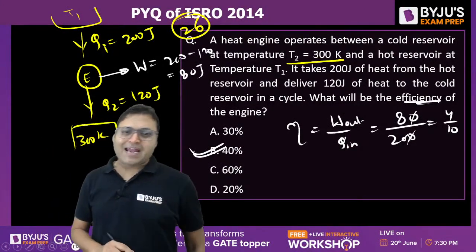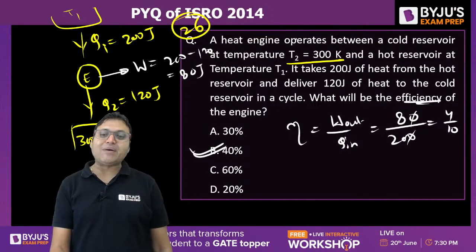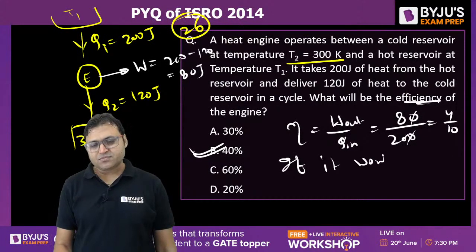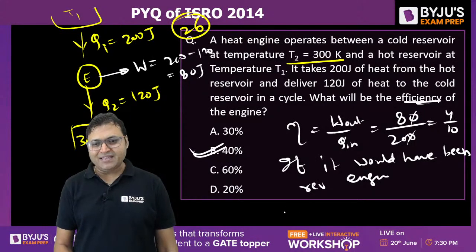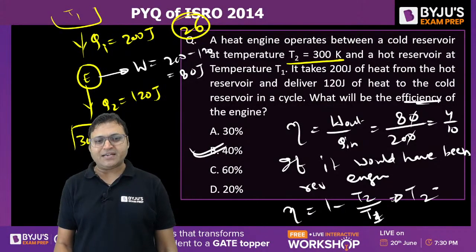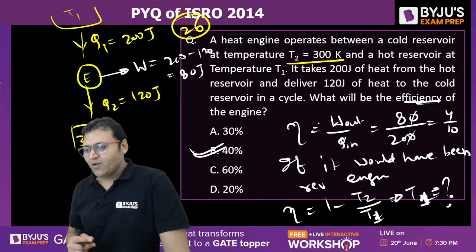Yes. And if it would have been a reversible engine, then the thermal efficiency could have been written as 1 minus T2 by T1. So we could have calculated T1 in that case, but it is not a reversible engine. That is why our answer for the thermal efficiency will be 40%.